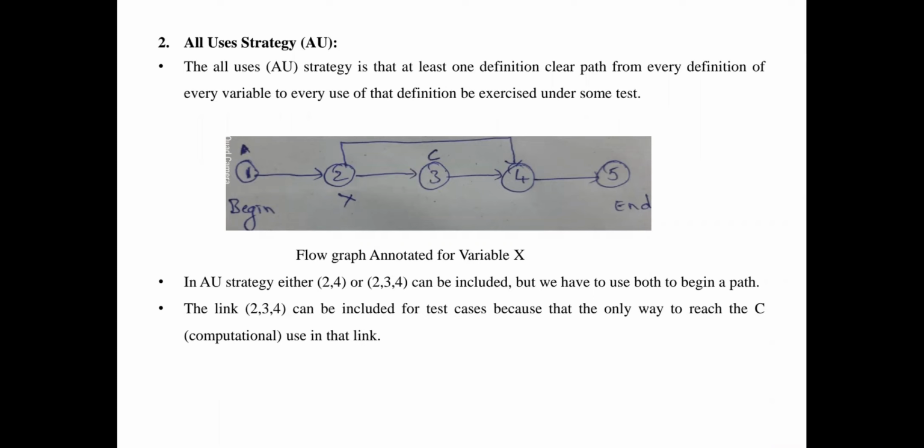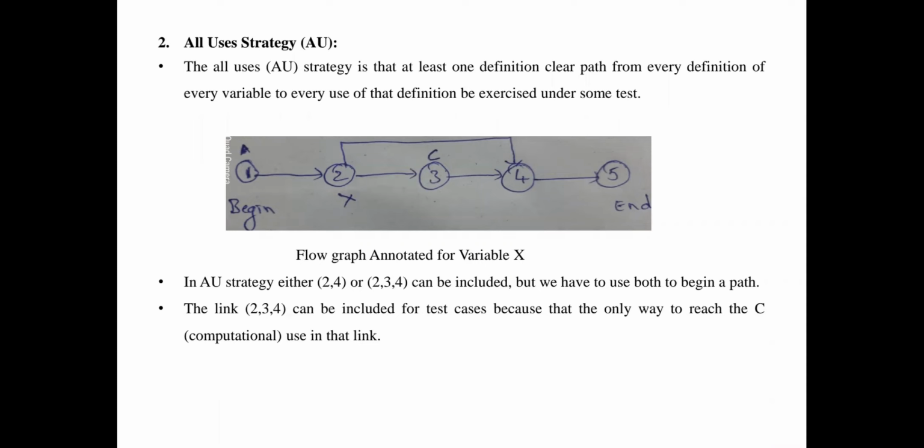See, in the example we have nodes 1 to 5, and we are defining a variable x. So there is no need of defining d again. When you are representing x, that means x is being defined. In the previous case, d was represented. So see here, we are taking the nodes 2, 4 or 2, 3, 4. Here you have to check whether the definition-clear path satisfies the strategy or not.